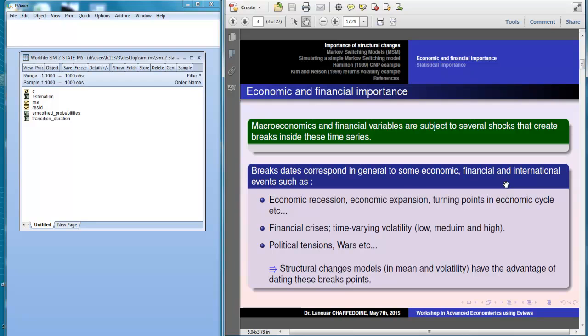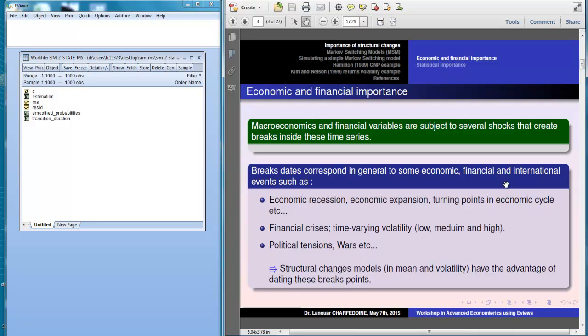Quickly, as you know, macroeconomic and financial variables are subject to several shocks that create breaks inside these time series, and in general we can use different models to capture this switching. We can use the structural change model proposed by Bai and Perron 1998 and 2003. We can also use a class of model known as the TAR model, threshold autoregressive model, introduced by Tong 1980, and also the Markov switching model proposed and developed in 1989 by James Hamilton.